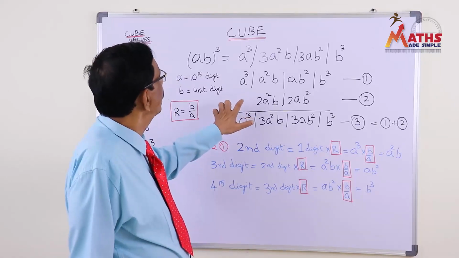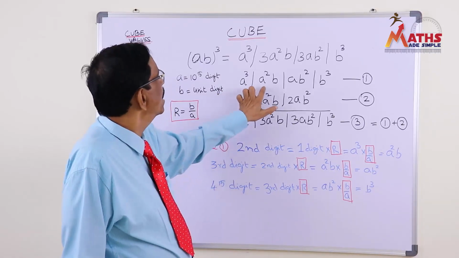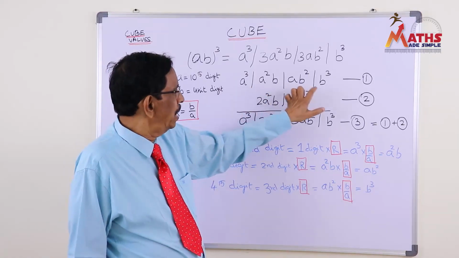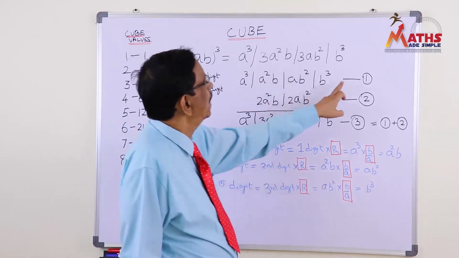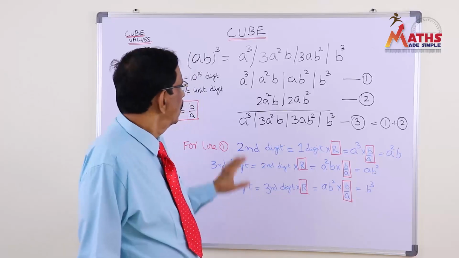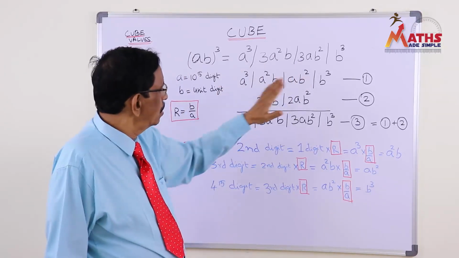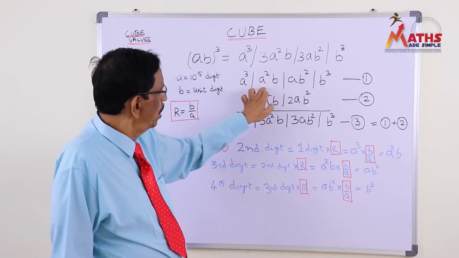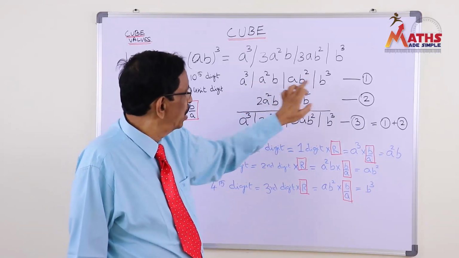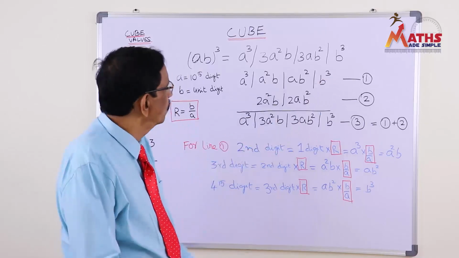First I am writing A cube, A square B, AB square and B cube. This is line number 1. In this, the 3 is removed and all the others are brought in: A cube, A square B, AB square and B cube. This is line number 1.